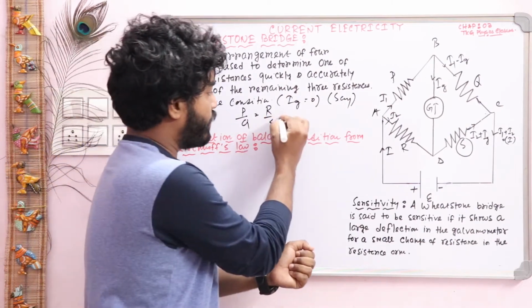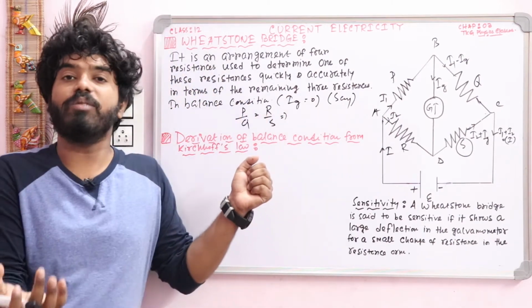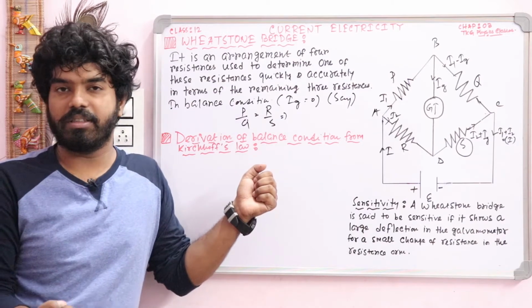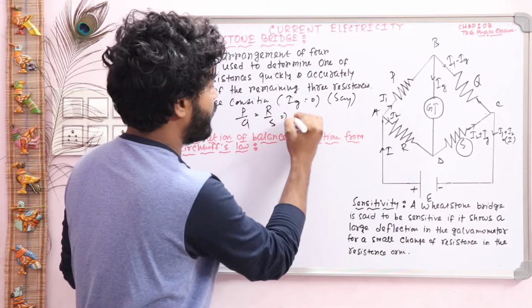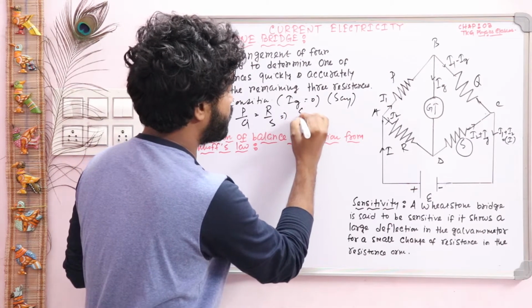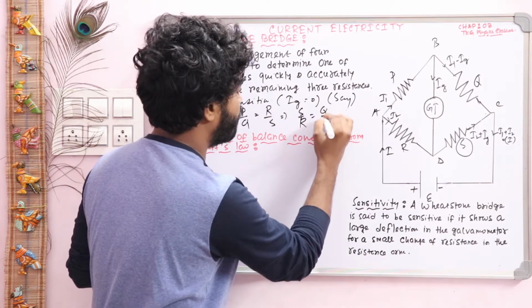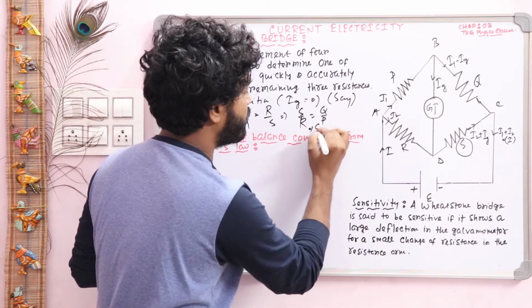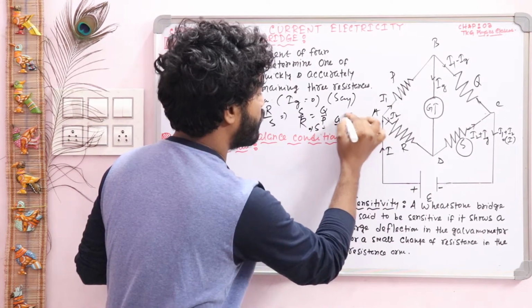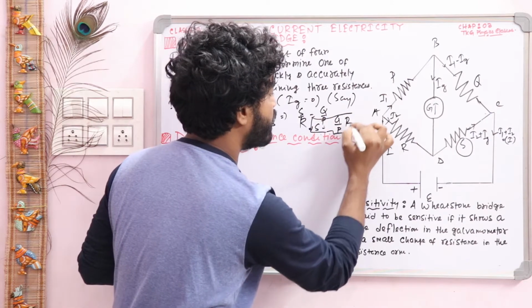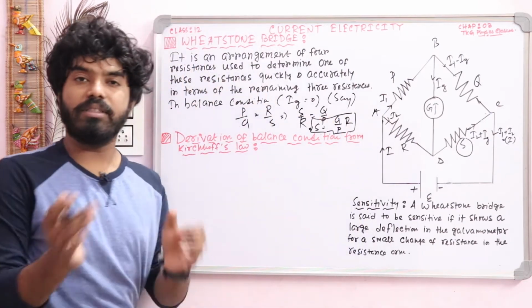Now using this equation you can easily find out the unknown resistance. Here suppose unknown resistance is S, so you can write S by R is equal to Q by P. So from here S is equal to Q by P into R. With the help of this equation you can easily find out the unknown resistance.